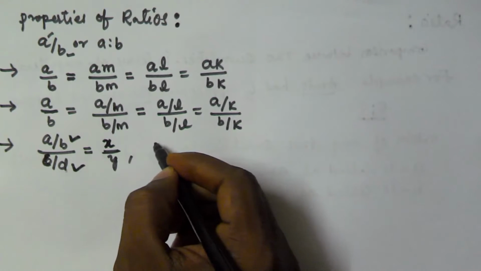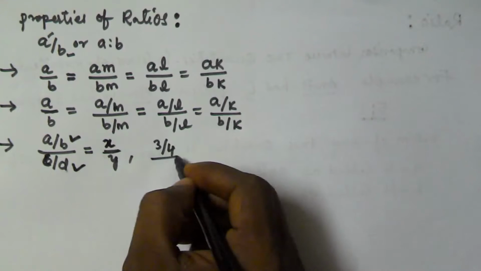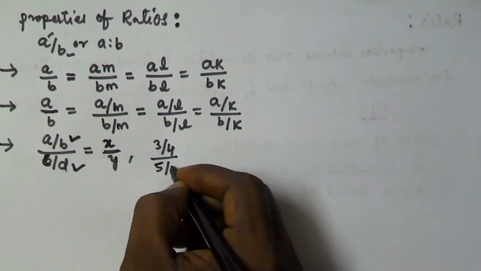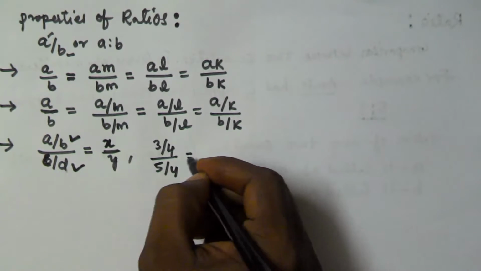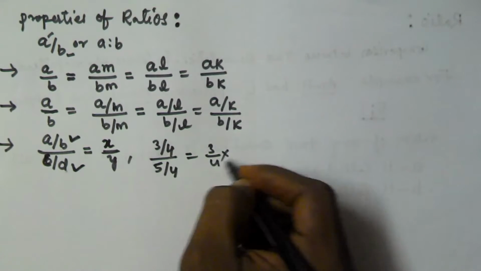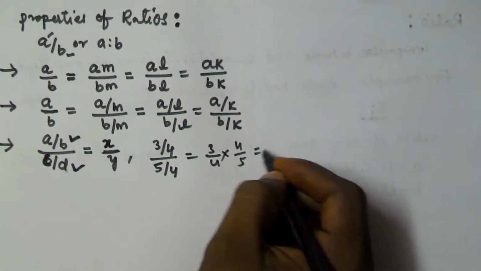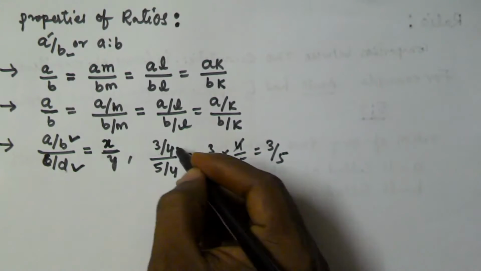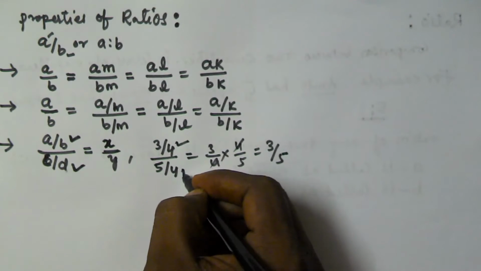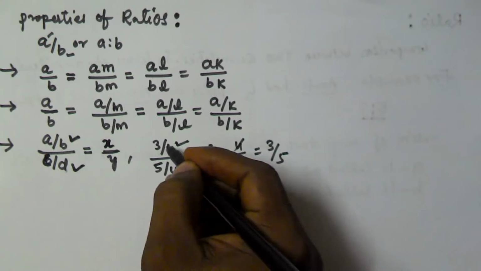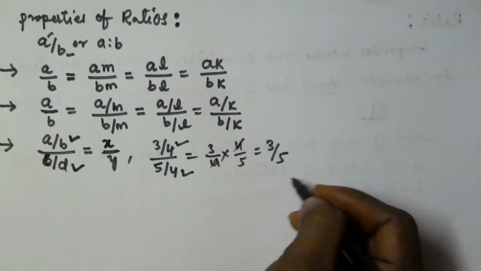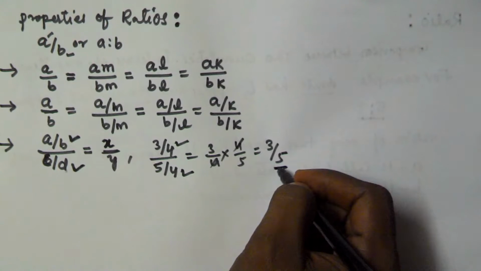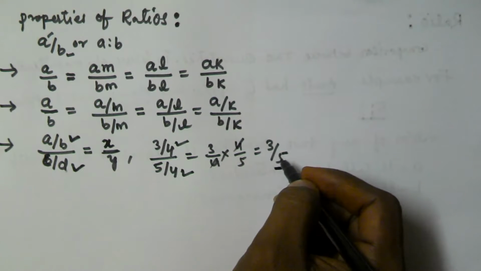Let's take one example. For example, you have 3 by 4 divided by 5 by 4. This can be expressed like 3 by 4 into 4 by 5, equivalent to 3 by 5. The 4 cancels. So here we have one fraction, here we have another fraction, and the ratio of the two fractions is expressed in terms of the ratio of two integers.